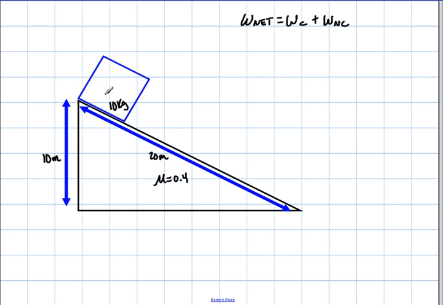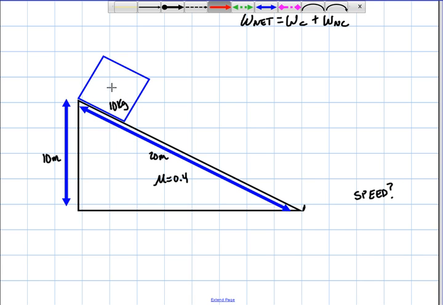I have a block, a 10 kilogram block. It's on an inclined plane. It's a rough surface, somewhat rough. The mu is 0.4. It's 20 meters long, and it's 10 meters high. And what I would like to do is find out what the speed is going to be when it reaches the bottom. Okay, so I'm going to say, what is the speed when that object reaches the bottom? And I want to solve this using energy. So that's what I want to do.